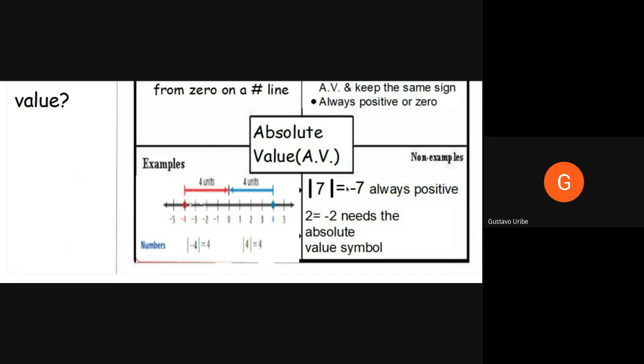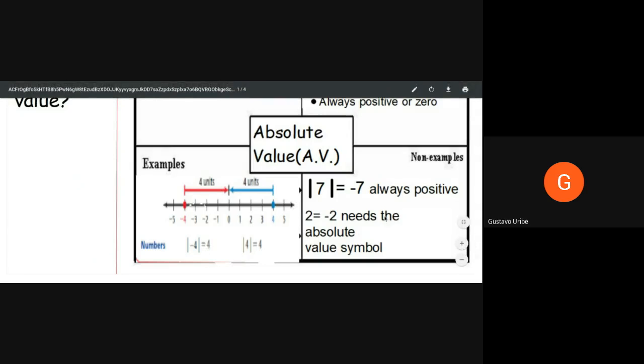Now a non-example. The absolute value of 7 is not going to be a negative 7, because my answer is not positive, and we just mentioned that my answer should always be a positive number. And 2 is not equal to negative 2. This is a non-example because it does not have these lines around the numbers, which would represent the absolute value.